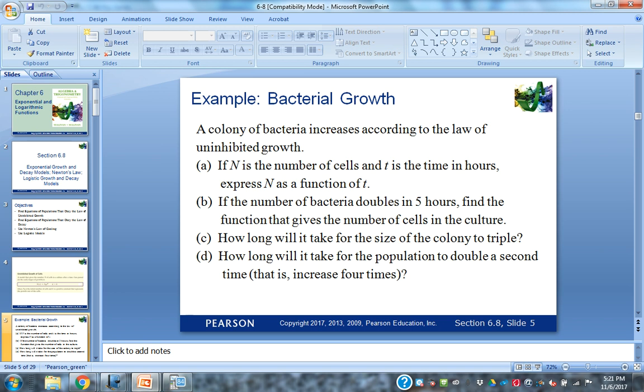If the number of bacteria doubles in 5 hours, find the function that gives the number of cells in the culture. How long will it take for the size of that colony to triple? How long will it take for the population to double a second time? That is, increase 4 times. So here they're asking us to write the initial equation. Then how long does it take for it to triple? How long does it take to quadruple? Is what they're asking for in those different parts. So let's start with the first part.